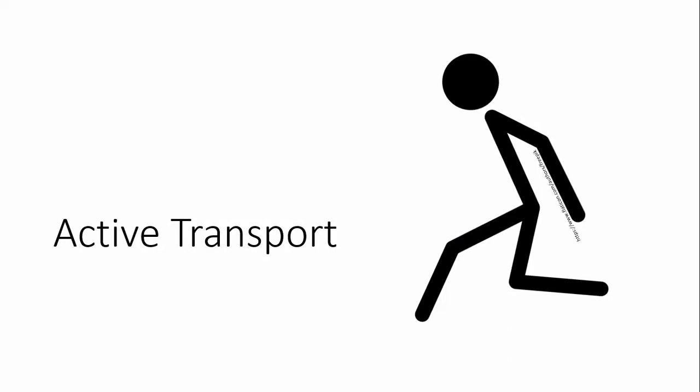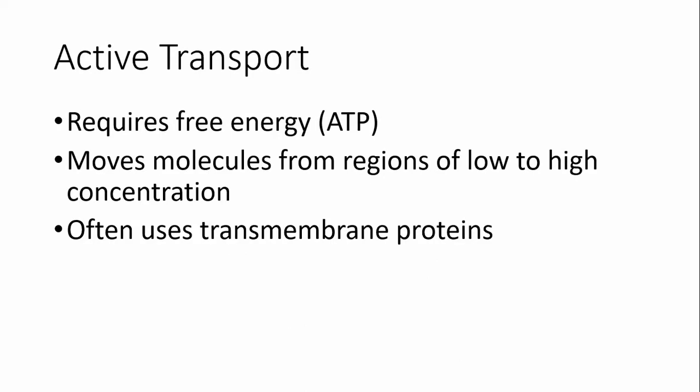So now active transport, like this dude who's now actively up and running, it requires energy. So this is where a cell has to use ATP. And in general, it's moving things from a region of low concentration to a region of high concentration. So we can say that it moves things against the concentration gradient.